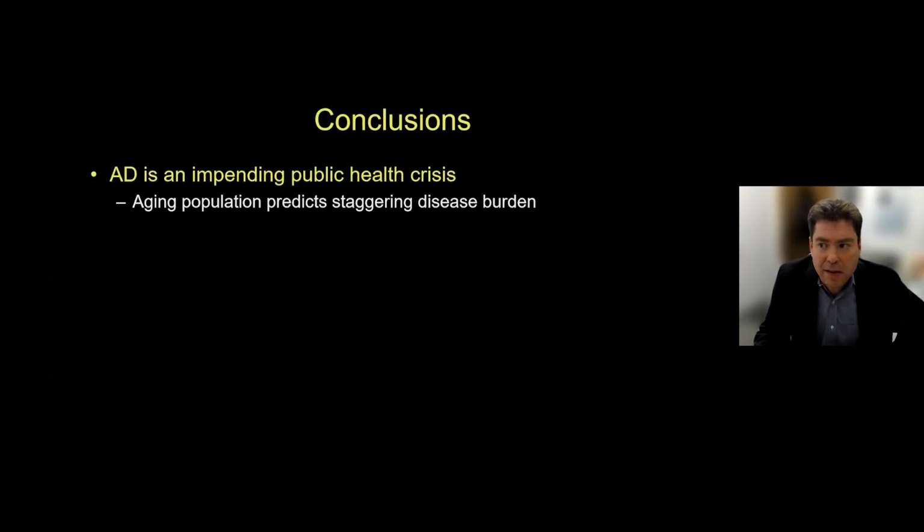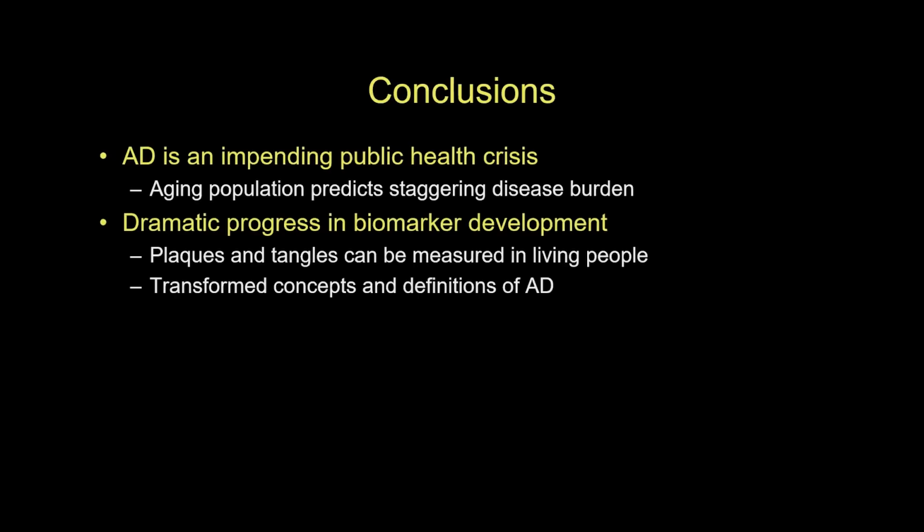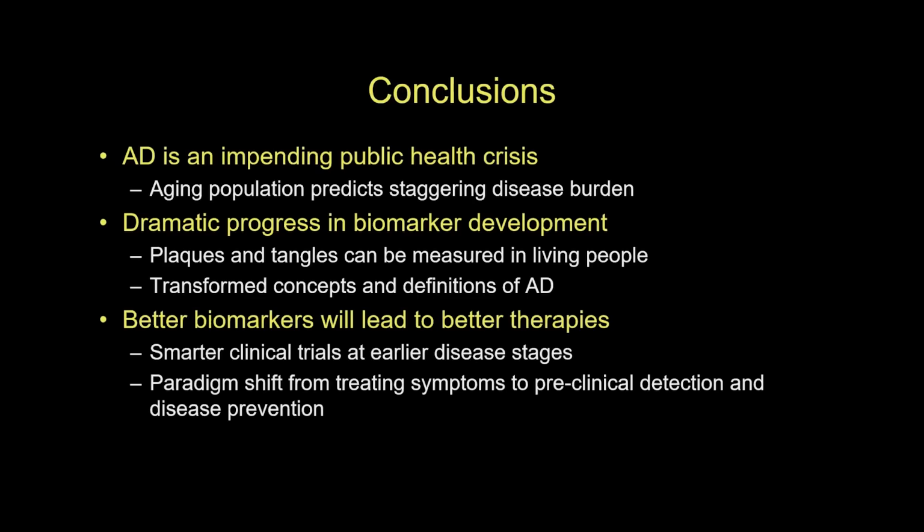And so just to leave you with some take-home messages, Alzheimer's disease is an impending public health crisis. With an aging population, there really is a staggering disease burden ahead. There has been really exciting progress in the development of biomarkers that allow us to measure plaques and tangles in living people, and these have really transformed our understanding of the disease and even our definition of the disease. And these improved biomarkers are inevitably, in my opinion, going to lead to better therapies.